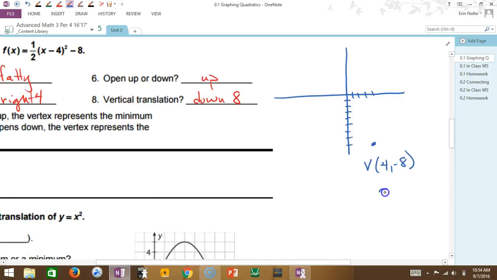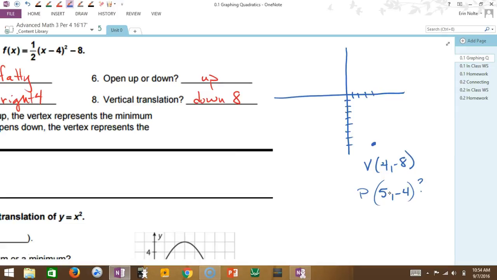5, -4. I'm going to say P, and I'm going to put a question mark. Okay, so I want to know if Emily is right. How can I check to see if Emily is right or not?